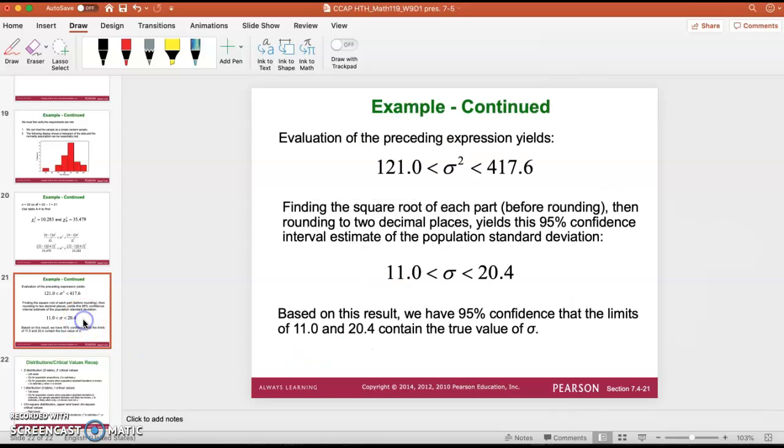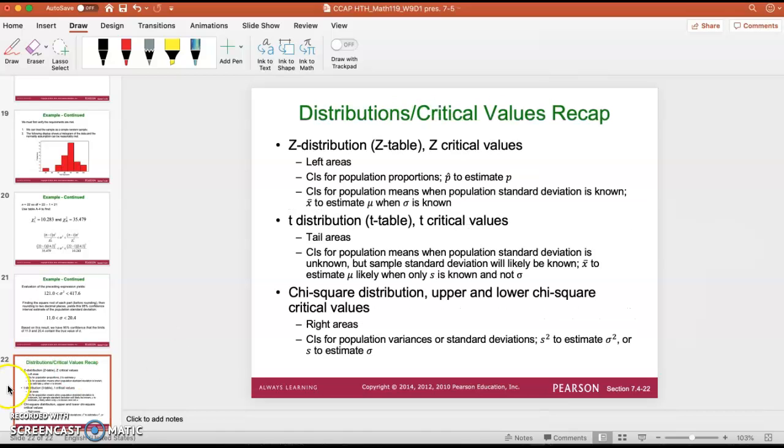And I think just the last thing here, I believe I actually misspoke on this confidence interval. Keep in mind that for this confidence interval, 11 to 20.4, we're 95% confident that it contains the true value of the population standard deviation. All right, then that's the end of chapter 7.